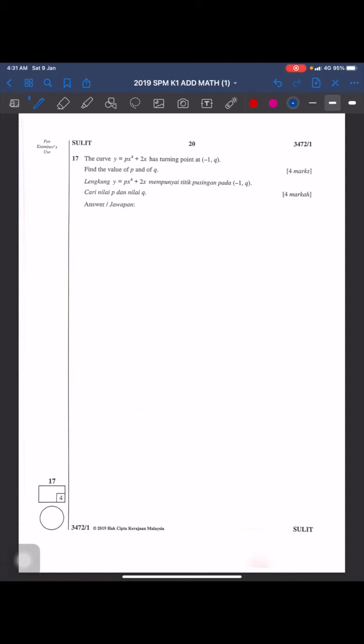Okay, question number 17. The curve y equals to px power of 4 plus 2x has turning point at negative 1, q. Okay, apakah maksud turning point? Turning point is dy over dx equals to 0. Di sini we have y equals to px power of 4 plus 2x. So dy over dx kita akan dapat 4px cube plus 2. So 4px cube plus 2 is equals to 0.